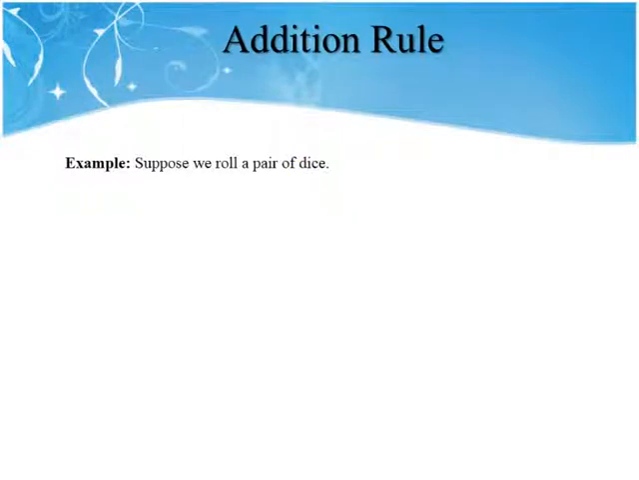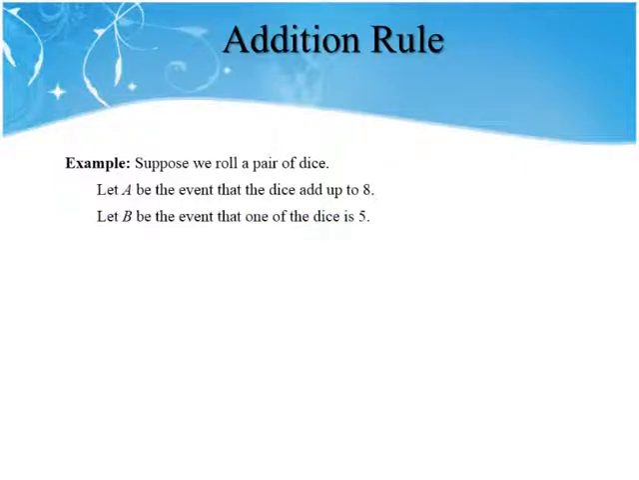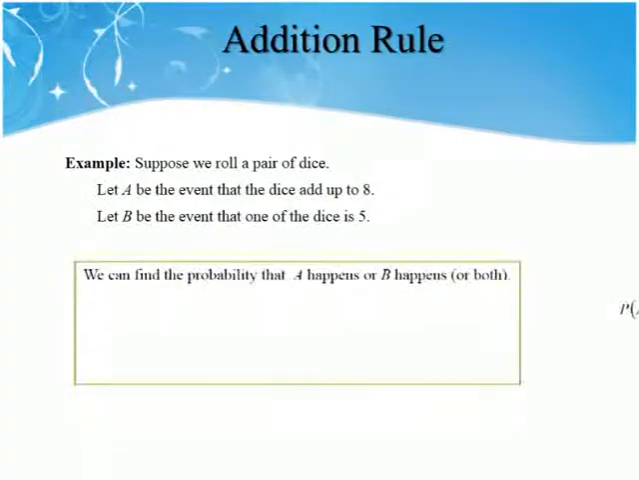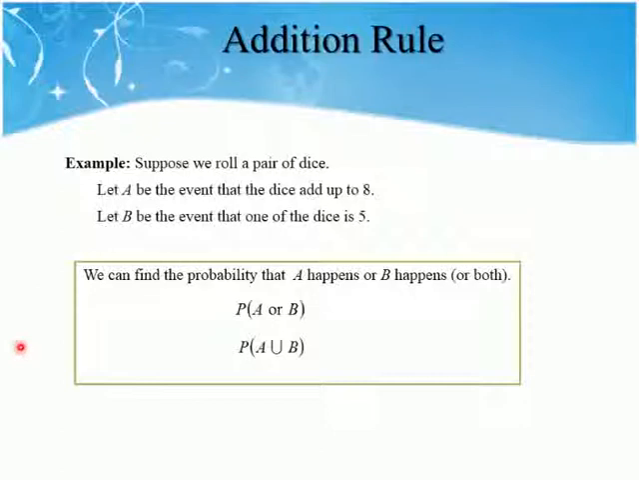As an example, suppose we roll a pair of dice. If we let A be the event that the dice add up to 8, and let B be the event that one of the dice is 5, we can find the probability that A happens or B happens or both. And we write this as probability of A or B, as in this first case. We also sometimes use symbols, which you'll see occasionally in the homework, but this just means the probability that A happens or B happens. Technically, this symbol here is the union symbol.